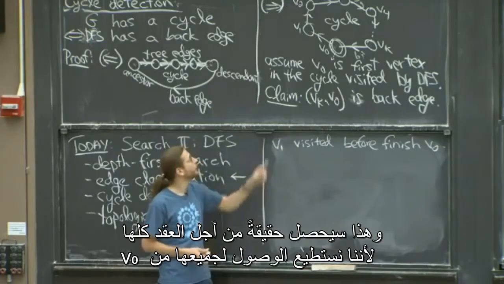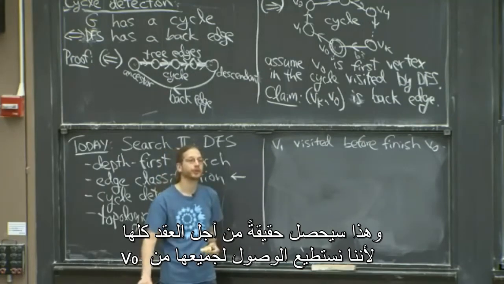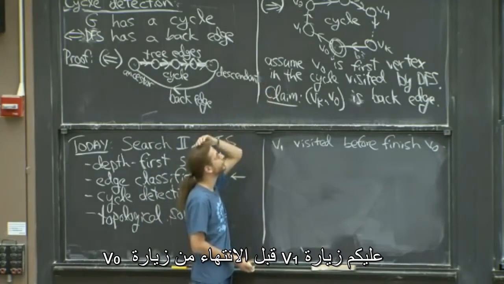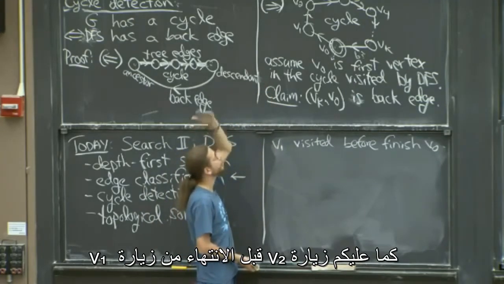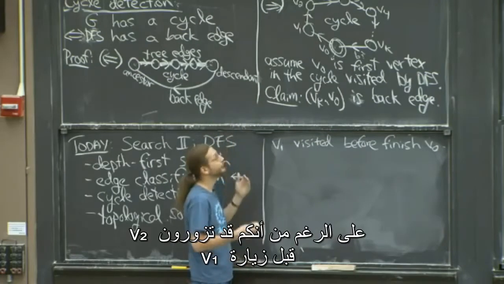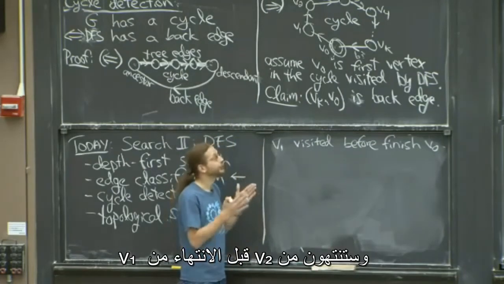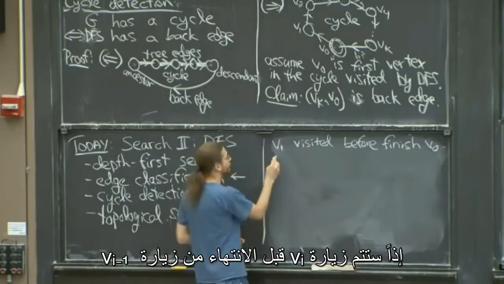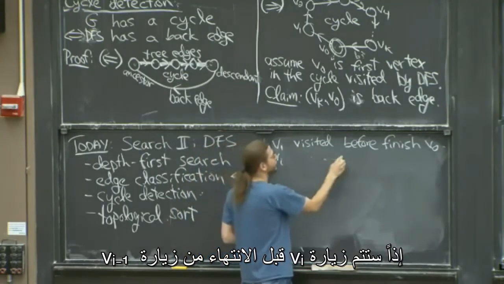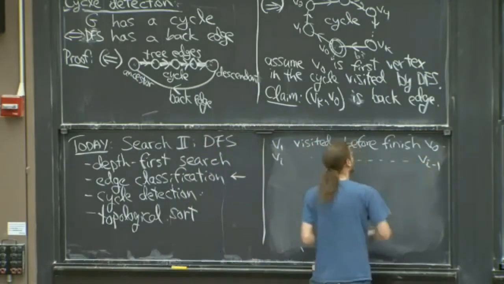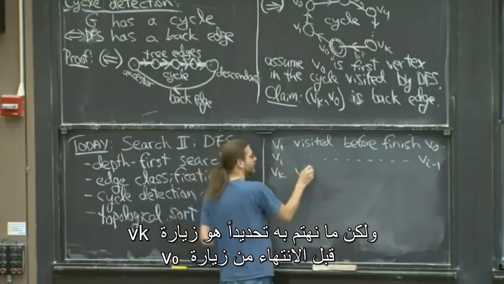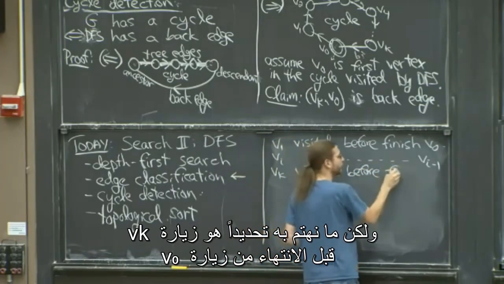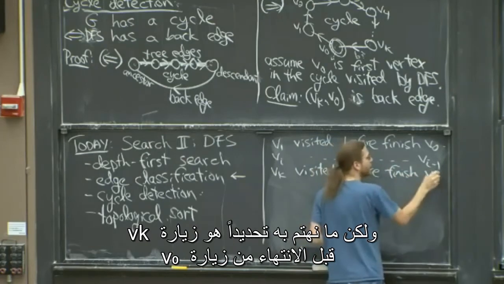Same goes actually for all the vi's, because they're all reachable from v0. You can prove this by induction. You'll have to visit v1 before you finish visiting v0. You'll have to visit v2 before you finish visiting v1, although you might actually visit v2 before v1. You'll finish v2 before you finish v1, and so on. So vi will be visited before you finish vi minus 1. But in particular, what we care about is that vk is visited before we finish v0.